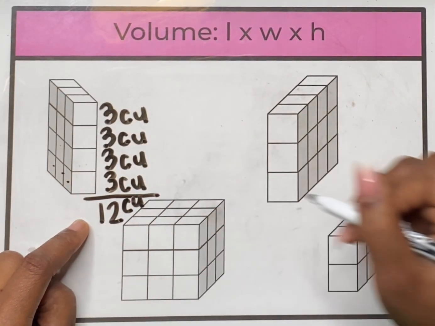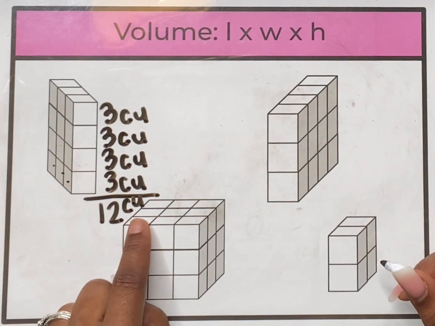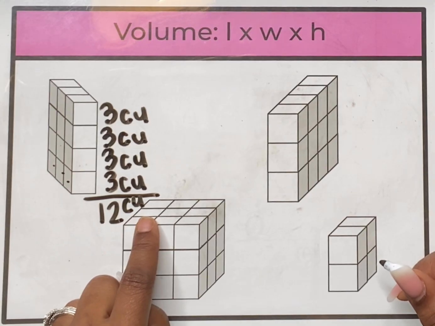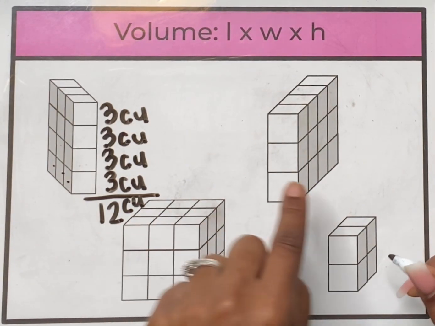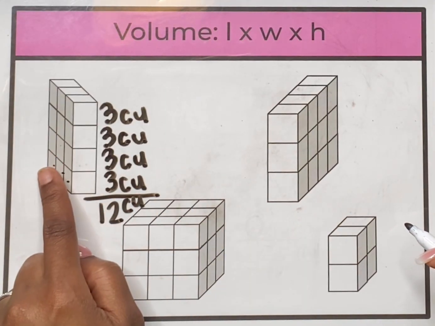And you can use the volume formula to do this as well, or you can simply count each layer and then take those and add them up. Let's try the second example. We're going to do the same thing we did in the first one.